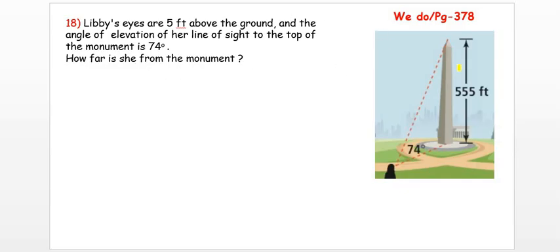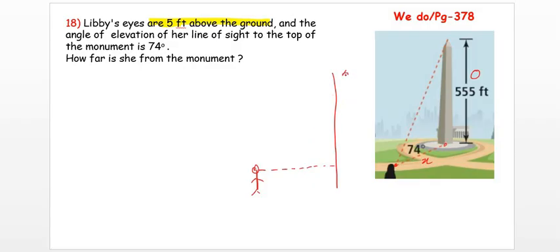Now most of the students, when they look at this diagram, they think that it's very simple. They have to use this as an opposite, and this is the distance between her eye level and the monument. They have to find this distance. Actually, why did they mention here that her eyes are above the ground? It means the level of her sight will be 5 feet above the ground. So for example, if she is standing over here and she is looking at it, her level of sight is 5 feet above the ground.